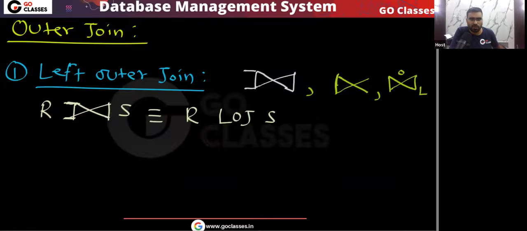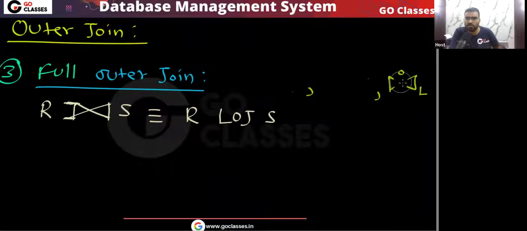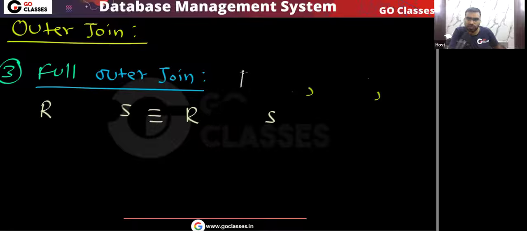And finally, what is our last one? That is a full outer join. The third one, that is a full outer join. Let me tell you the symbol. The symbol is like this. First do inner join, then you add dangling tuples of the left table, then you add dangling tuples of the right table, in any order. So this is the symbol for full outer join. Another symbol is this. This is your full outer join.